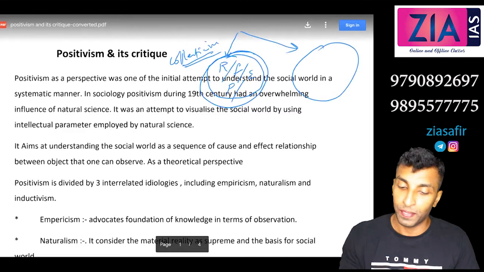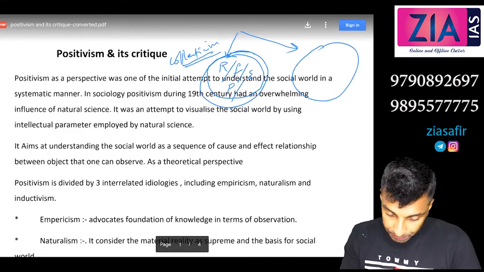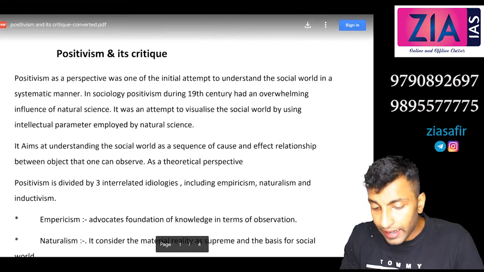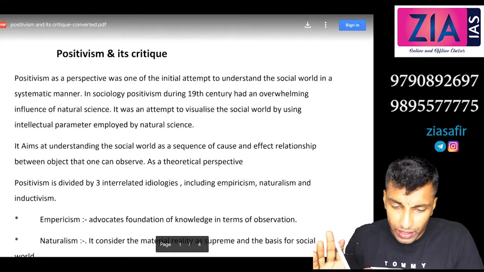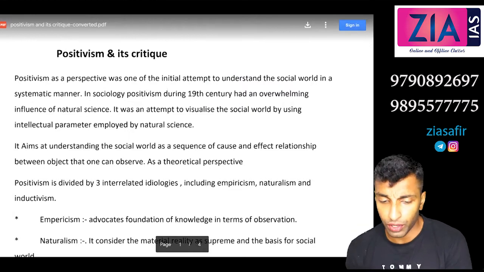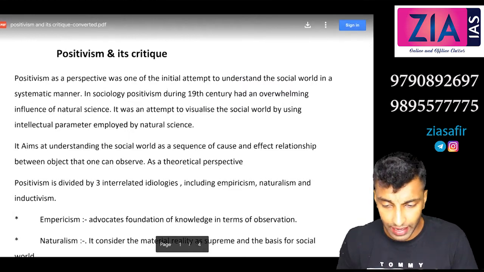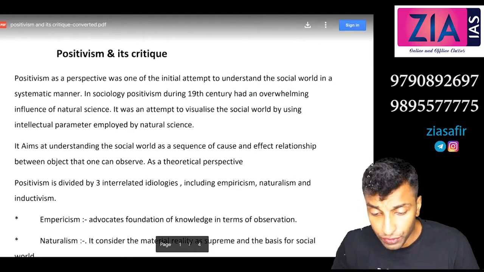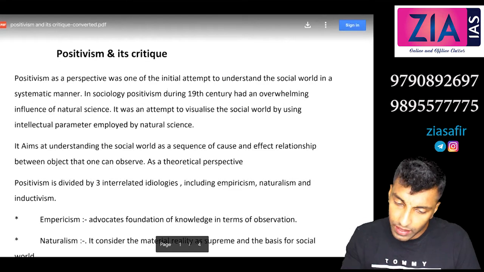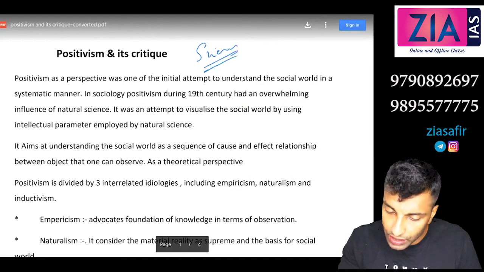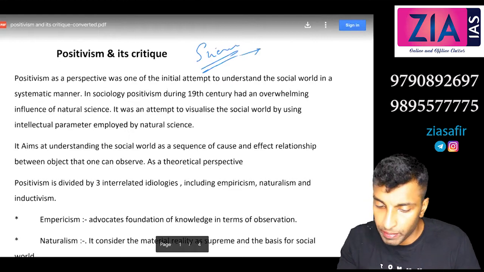Okay, so Sir, can you elaborate naturalism and inductivism? Naturalism is also similar to empiricism only. Naturalism focuses more on material factors, again related to tangible cases. Inductivism is a process of theory building. Inductivism is actually followed in science. So it is a step-by-step procedure that you adopt to make a theory.